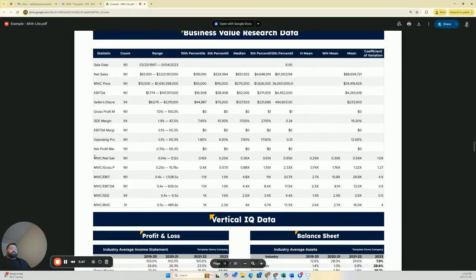And here you go. You got your total price divided by net sales, total price divided by gross profit, total price divided by EBIT, total price divided by EBITDA, total price divided by SDE, total price divided by BIVEC, right? And so then, the median company in this is going to sell for around 36% of sales, 88% of gross profit, 4.8 times EBIT, 4.4 times EBITDA, 2.5 times seller's discretionary earnings, right?